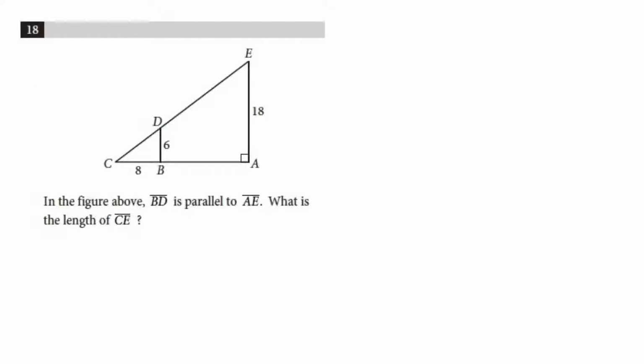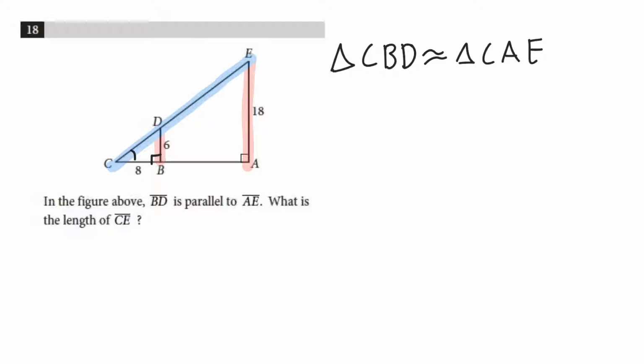Okay, 18. In the figure above, BD is parallel to AE. What is the length of CE? So we're looking for CE. What you should recognize here is that we have two similar triangles. They're similar because this small triangle, CBD, is a right triangle with angle C, and we know that it is similar to triangle CAE, and they both share an angle at C.